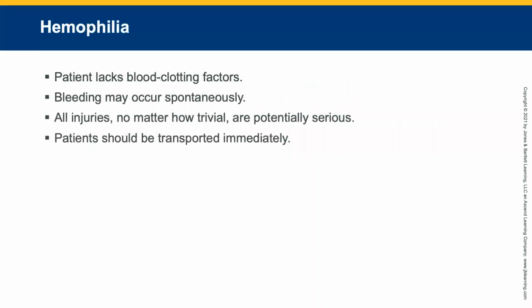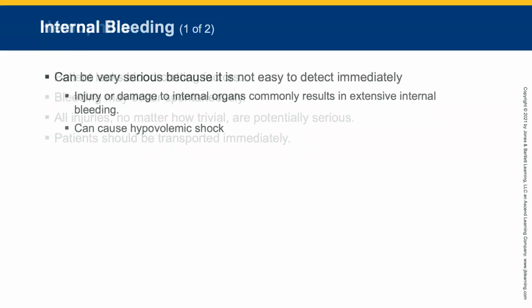Hemophilia is when the patient lacks one or more of the blood clotting factors. Bleeding may occur spontaneously. All injuries, no matter how trivial or potentially serious, mean patients should be transported immediately. So if somebody tells you they're a hemophiliac, you need to know that they have the inability to stop their own bleeding. So we need to make sure we transport them pretty rapidly to the facility.